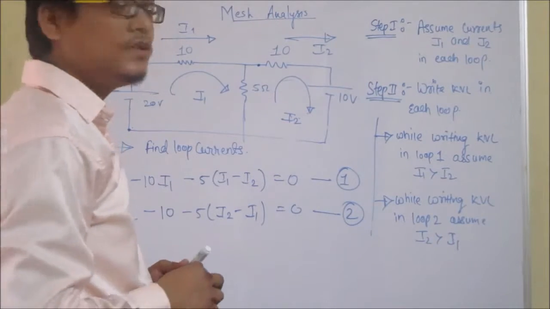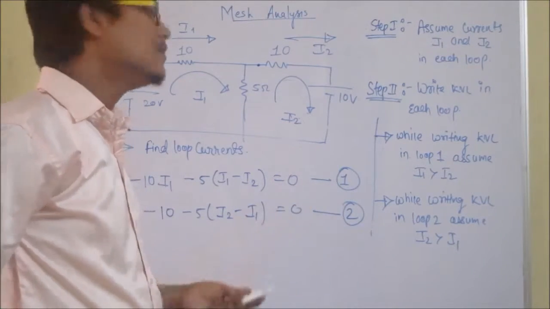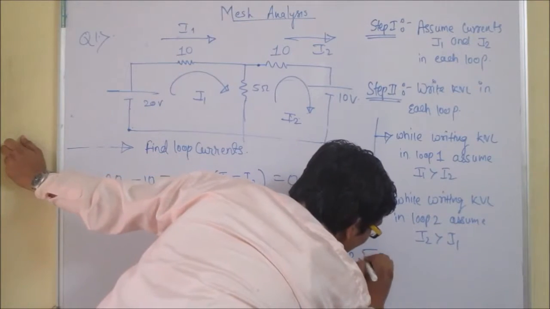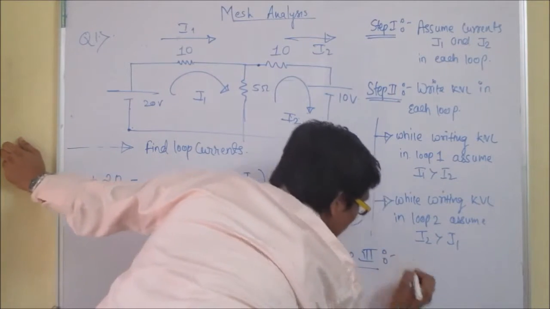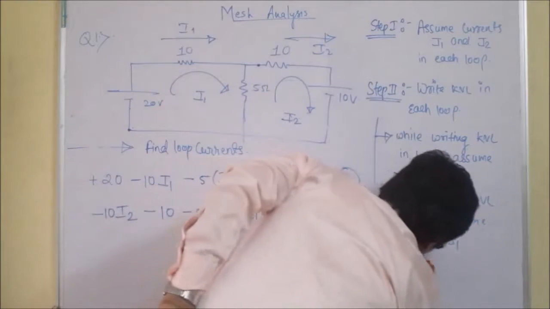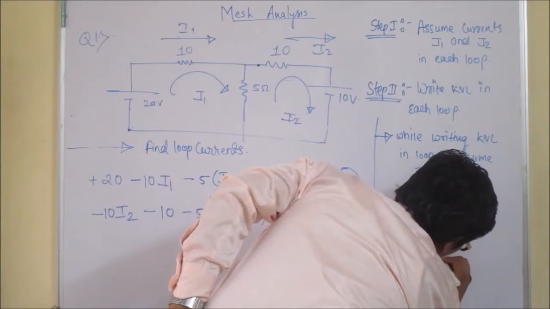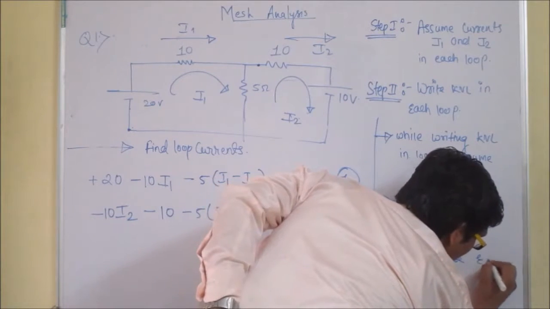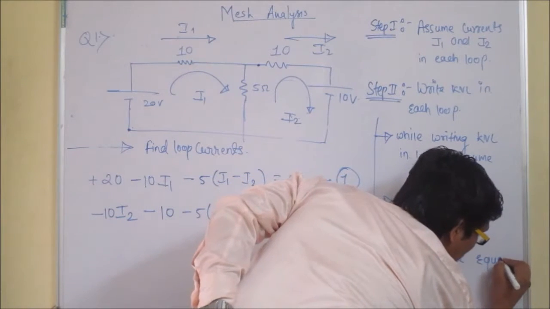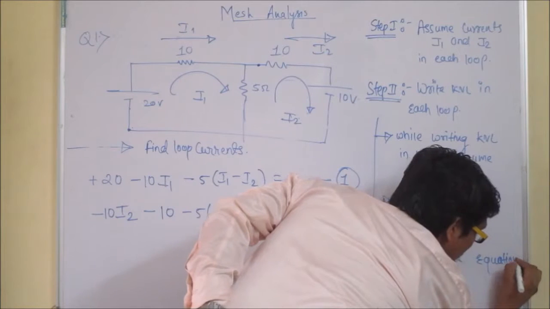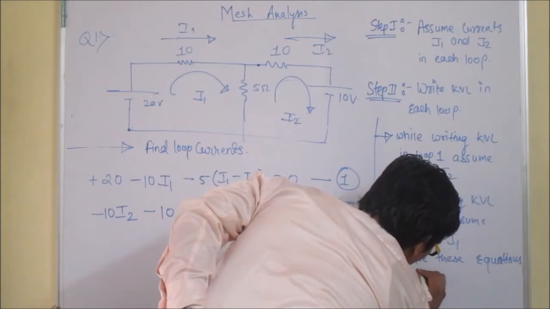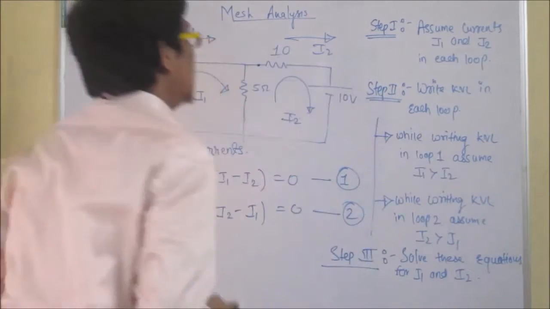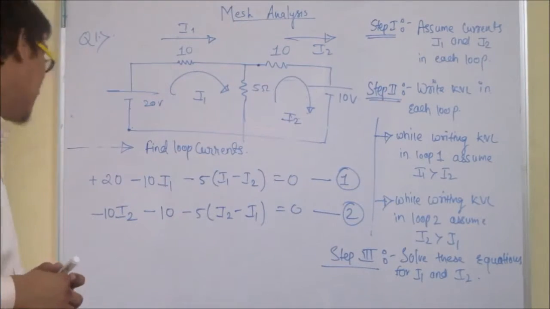What is step 3? Solving these equations to get I1 and I2. Step 3 is to solve this for I1 and I2. That's it. You have to solve these equations to get I1 and I2.